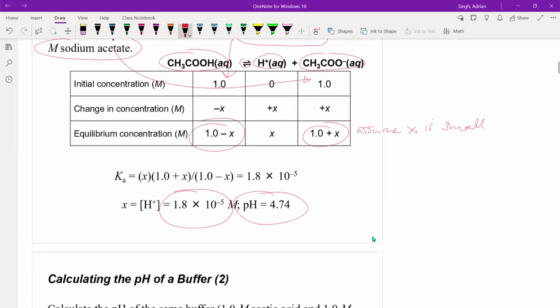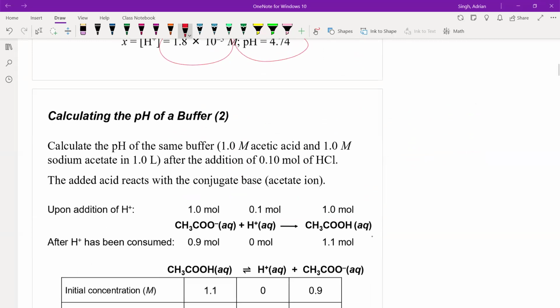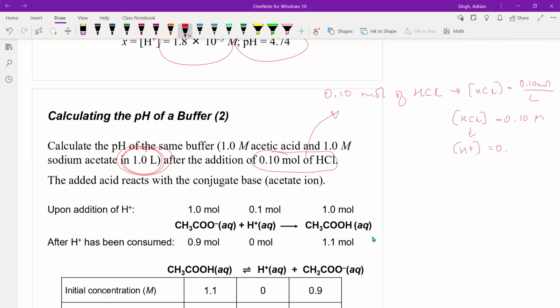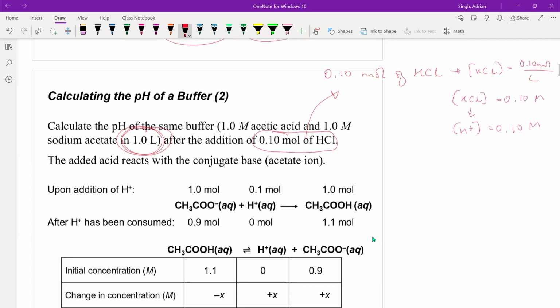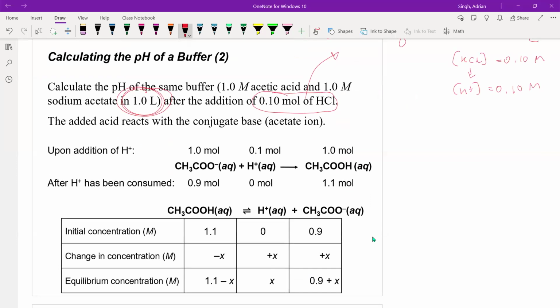Now, what if we had that same buffer system, but we add 0.1 moles of hydrochloric acid? So we're adding 0.10 moles of HCl to this solution. We have a total volume of 1 liter of this solution. So the concentration of the HCl that we've added would be 0.10 moles per liter, so that's 0.1 molar HCl. That would also be the concentration of the H+, because it dissociates completely.